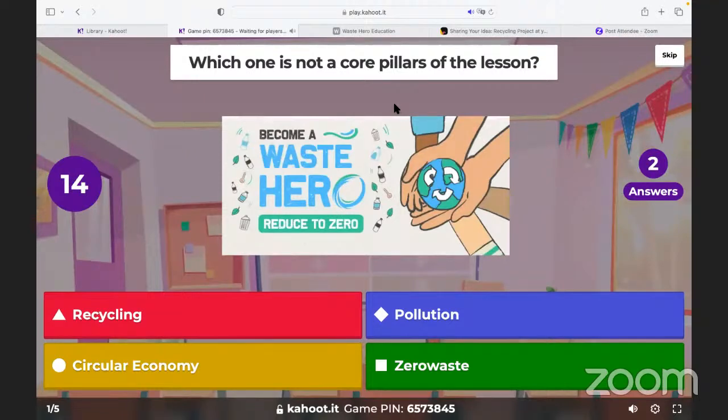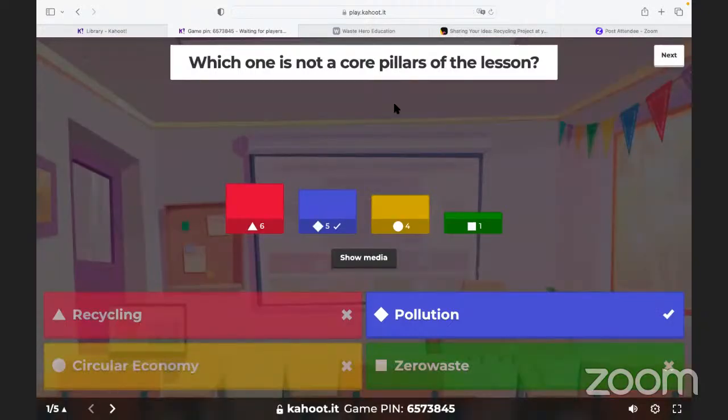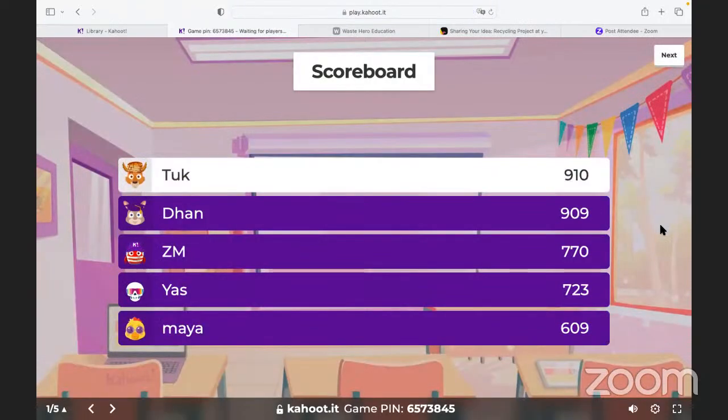Which one is the core pillar of the lesson? Okay, the answer is pollution. This is a core pillar of the lesson. Let's see who is the winner of this question. Okay, Teacher Tuk is the winner of this question. Okay, let's go to the next one.